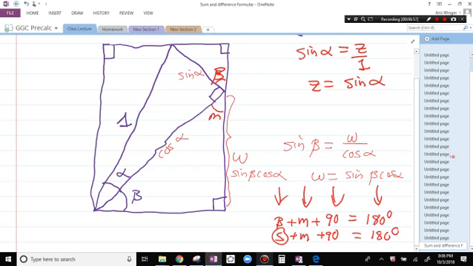For the same reason. So now I want to find this distance. Let me call that R. What trig function relates beta, the adjacent, and this hypotenuse? Beta, the adjacent, and the hypotenuse. What trig function is that? Cosine. The cosine of beta is equal to R over sine alpha.